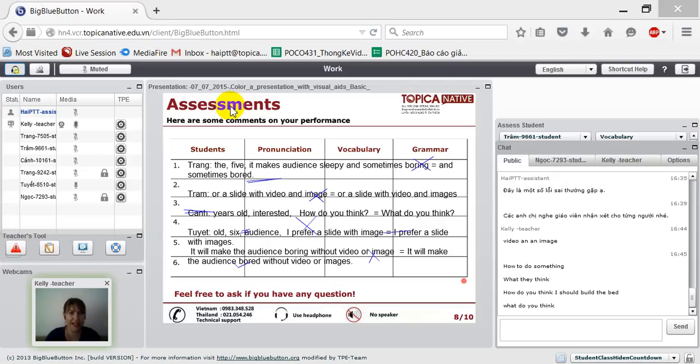And then same thing again as Trang. You said it will make the audience boring without video or image. So again, we wouldn't say boring there. We would instead say it will make the audience bored. Bored, like doing something. Like this class is boring, but my students are bored. Do you understand, Tuette? I understand, thank you.